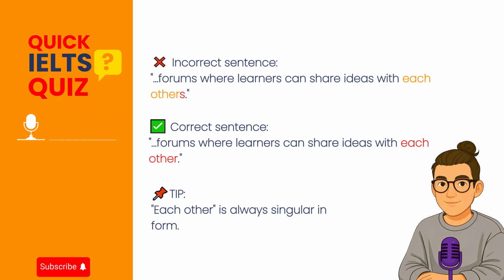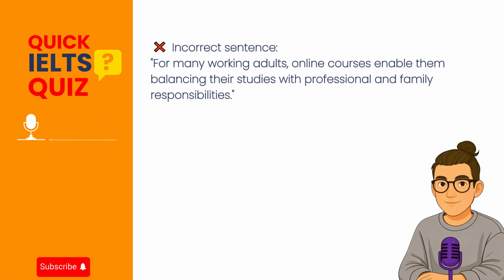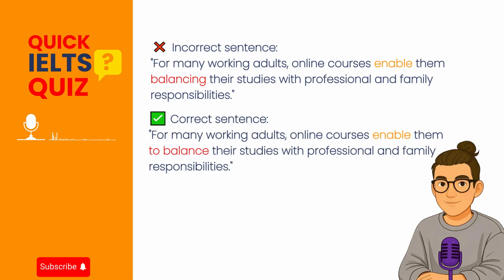Okay, moving on to error number 5. This time, it's an incorrect verb form that changes the whole structure of the sentence. This next mistake is all about verb forms. In IELTS writing, using the wrong form of a verb can make your sentence ungrammatical or awkward. The verb enable needs to be followed by to plus the base form of the verb, not a gerund ing form. So instead of balancing, we need to balance, to match the correct grammatical structure, enable someone to do something. Enable is followed by to plus base verb.